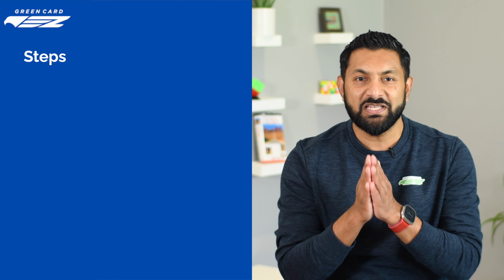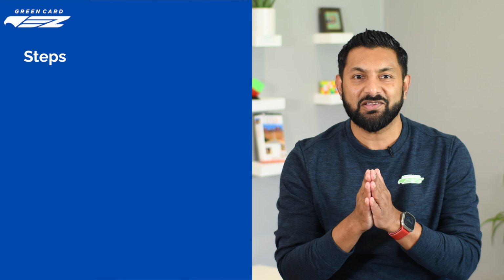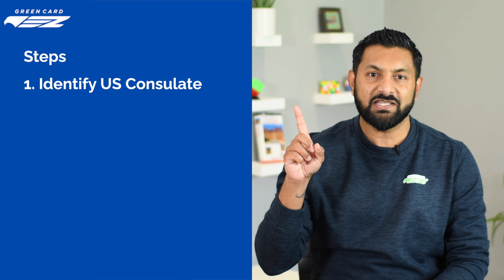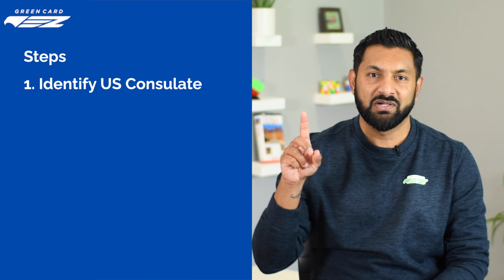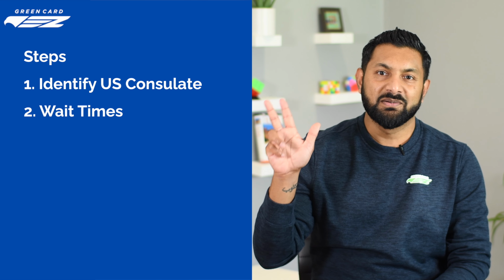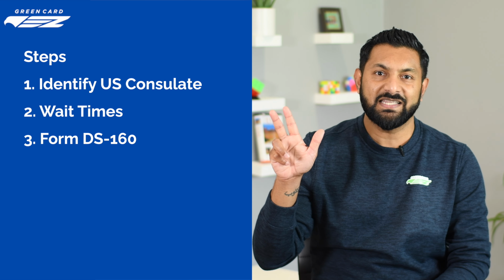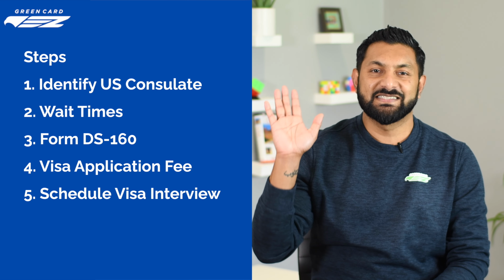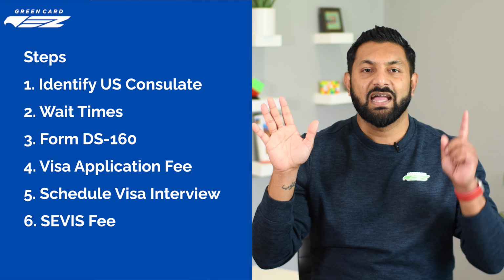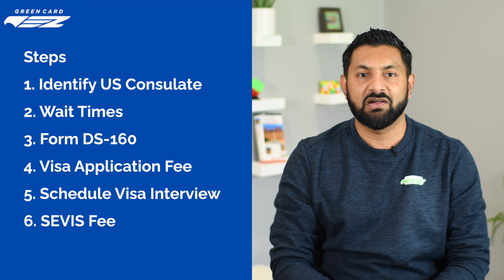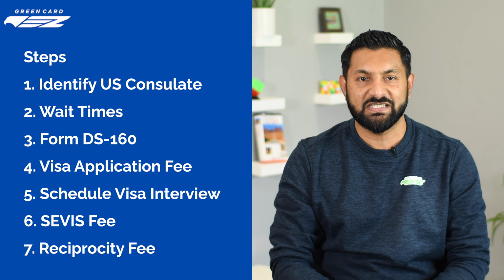The steps you need to book your F1 visa appointment are as follows. Identify the U.S. consulate or the embassy closest to you. Research appointment wait times. Complete Form DS-160. Pay the visa application fee. Schedule your visa interview. And pay the SEVIS fee. Some of you may also have to pay a reciprocity fee after receiving your F1 visas.